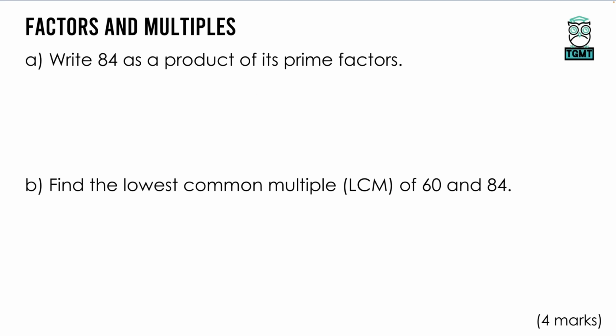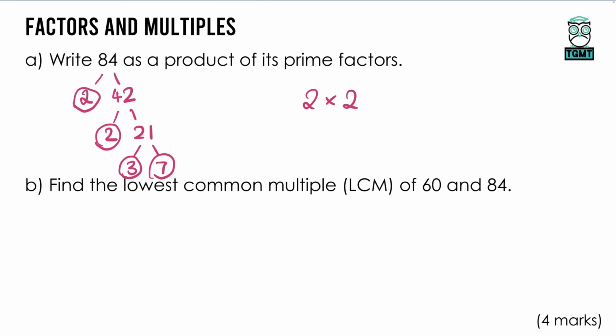So 84 as a product of prime factors. We are going to draw a prime factor tree. For 84, that would be 2 and 42, circling the number if it's prime. 42 will be 2 and 21, 2's prime as well. And then, of course, 3 times 7 for 21. So they are the prime numbers that multiply together to make 84. So my final answer would be 2 times 2 times 3 times 7.